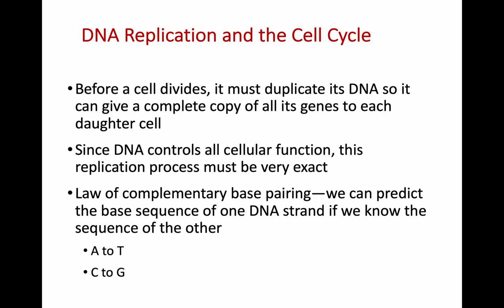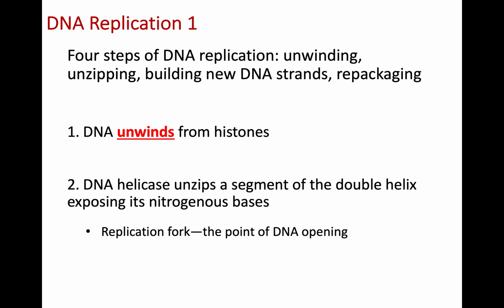So if you know the sequence of one strand of DNA, maybe it's AAGC, then you can know the sequence of the other strand of DNA, just based off of this law of complementary base pairing. So as we're going through DNA replication, there are some key steps. To summarize all these key steps, we need to take the DNA apart, read the information, copy the information, and zip the DNA back together.